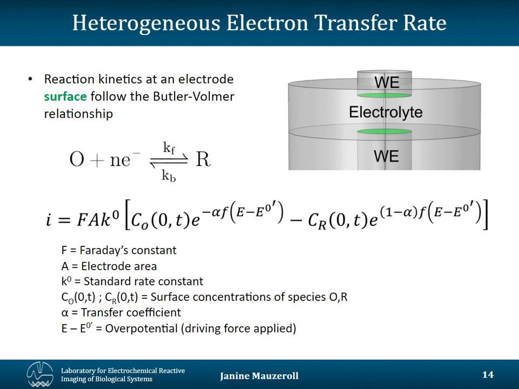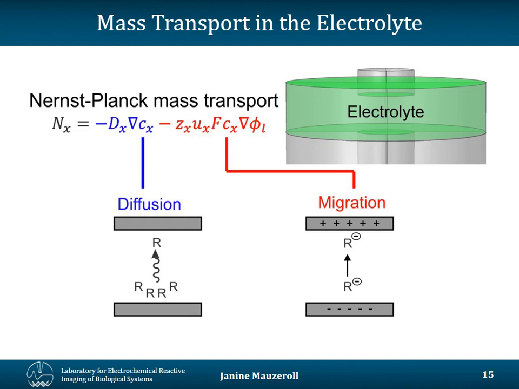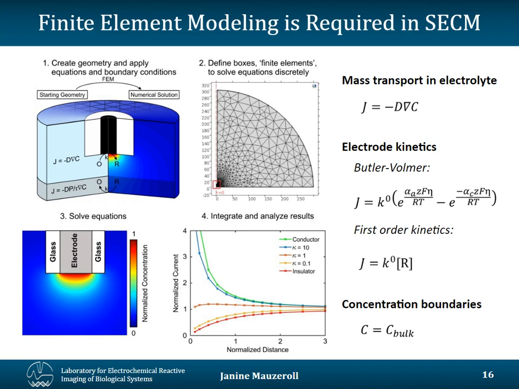And then to understand how species are moving in solution, well, they'll be using relationships like the Nernst-Planck mass transport. And here you see on the right-hand side that the electrolyte is green, highlighting that the species are moving in this electrolyte, in this case, either through diffusion or through migration. So in order to have a quantitative understanding of the current, we need to combine these expressions related to the electrokinetics and related to the mass transport in the electrolyte. And the tool that many people use is based on finite element modeling.